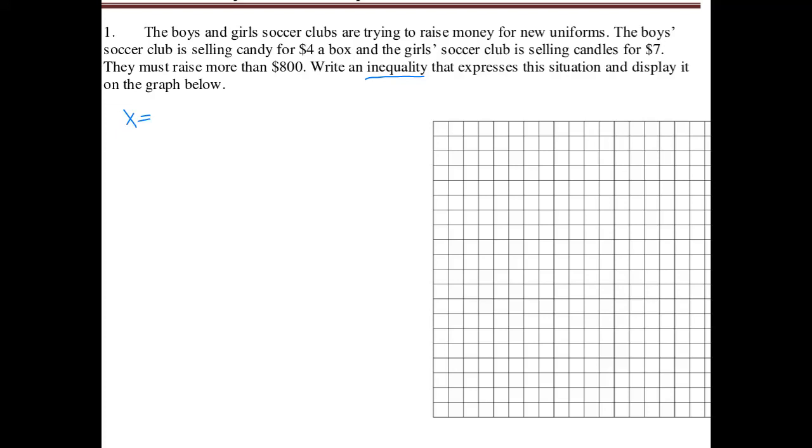So I'm going to start by defining what X and Y are, so we're super clear when we write the inequality out. If I look back through the words, I see that there's generally two things that they're talking about. There's two things for sale. The boys are selling candy, the girls are selling candles. So I'm going to call X the, let's see, we're selling candy in boxes. So number of boxes of candy. And the girls are selling candles, so I'll call Y the number of candles.